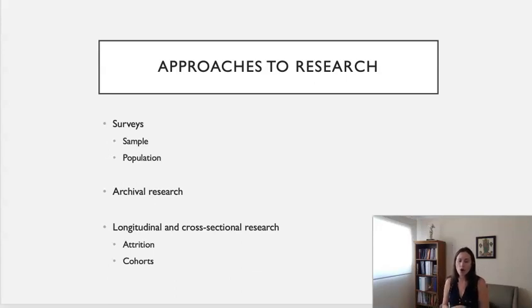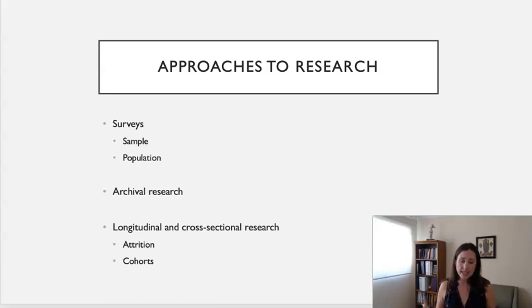So for archival research, this is when you go and look at existing records for your answers. You're going to go look at birth records from the 1950s or high school graduation rates during 2020, whatever it is, you go find data that's already there. So it relies on past records, past data sets. You are not creating any new data yourself.